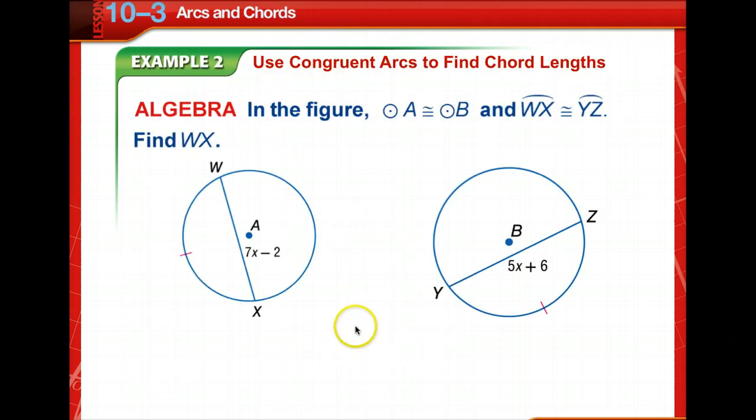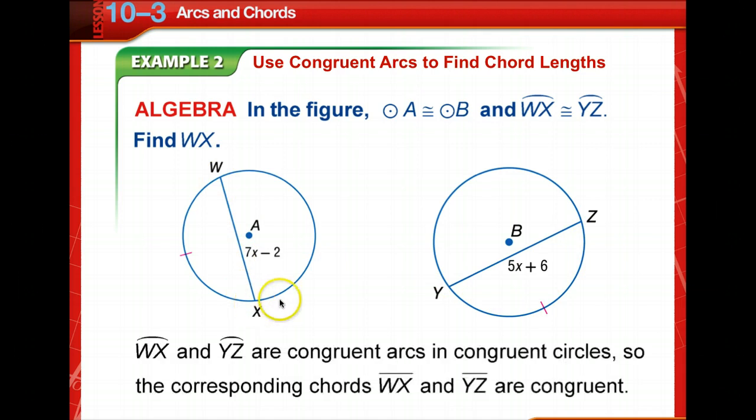Now let's use congruent arcs to find chord lengths. So in this figure, circle A is congruent to circle B, and arc WX is congruent to arc YZ. So now we're to find the measurement of WX. So why don't you take just a moment to sketch these in your notes, so that when we go on to work the problems, you will have them.